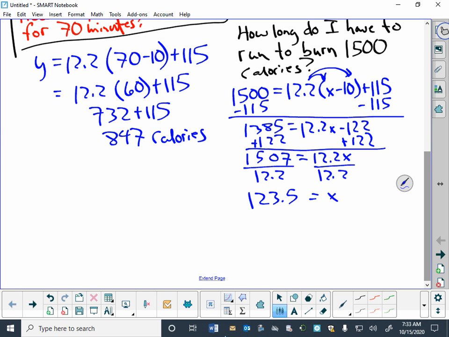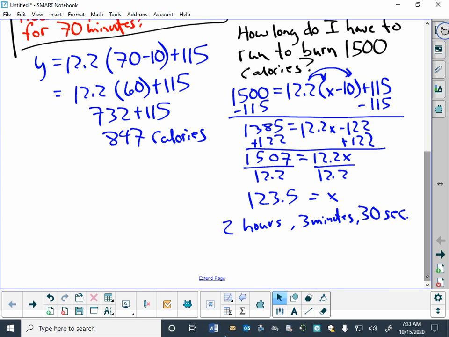Okay, so I'm going to have to run a little over 2 hours, right? 120 minutes is 2 hours. 2 hours and 3 minutes and 30 seconds, because that's half a minute, is about how long I'm going to have to run to burn 1,500 calories.